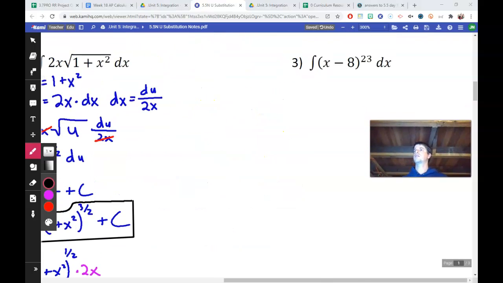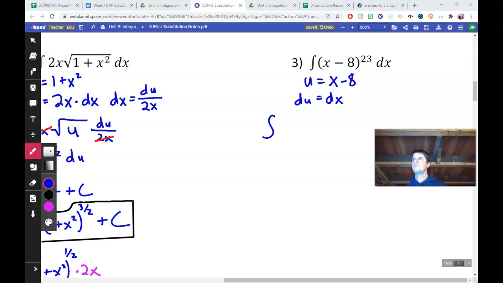Alright, moving on, let's do this one very quickly. We should be able to do this pretty quickly here. Because I see parentheses, something to a power. The inside is going to be my u. Let's try that out. So take the derivative, du. Derivative of x is dx. Derivative of negative 8 is 0, so I don't need to worry about that. Hey, I got something where I can simplify and solve this real quick again. So let's substitute. So we get u to the 23rd power. Instead of dx, we get du.